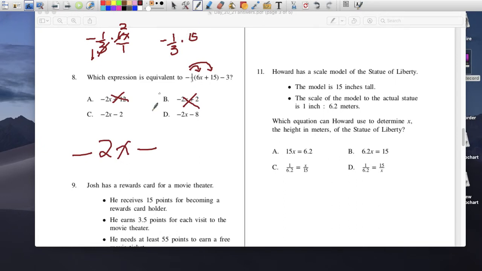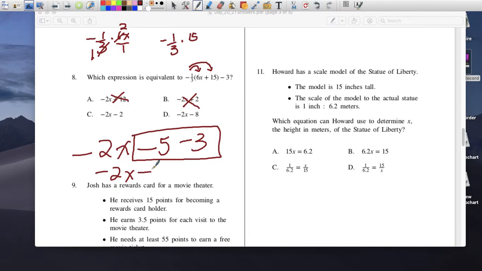So 1/3 of 15 is 5, right? And then finally minus 3. Let's combine like terms. I can combine these two over here. So I get negative 2x and negative 5 minus 3 is negative 8. And here's my answer.